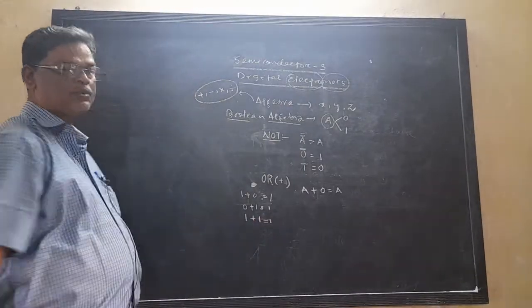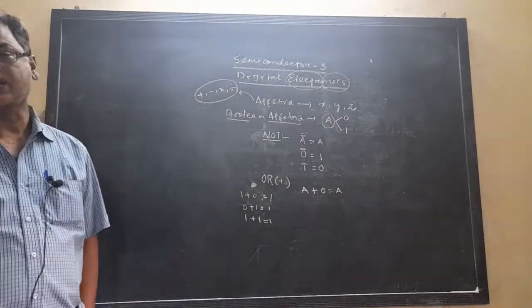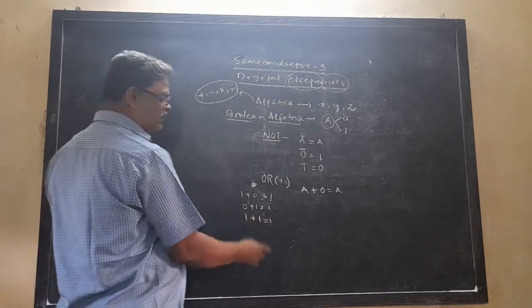1 plus 1 is 2 as a value, but here it is a state, that is, state high plus high is equal to high. The 1 plus 1 is equal to 1.